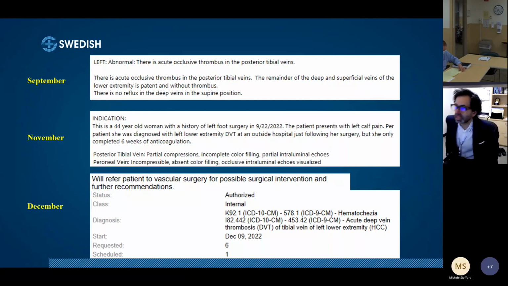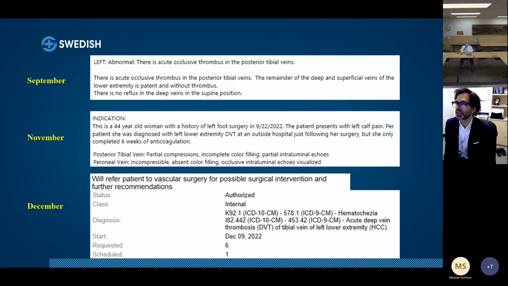Changing gears a little bit, a referral that I received recently. In September, a patient had an ultrasound which showed acute thrombus in the posterior tibial veins. The rest of the deep and superficial venous system were normal. In November, the patient was sent back to an ultrasound lab, had foot surgery in September, and then thereafter had the pain, which led to the first ultrasound. Was started on anticoagulation, and the November ultrasound showed thrombus in the posterior tibial vein again, as well as thrombus in the peroneal vein.